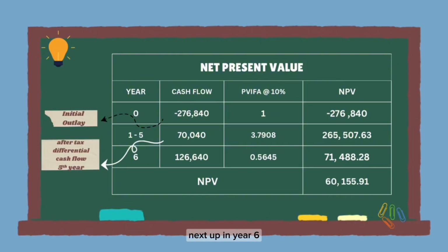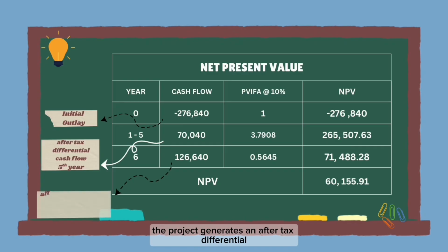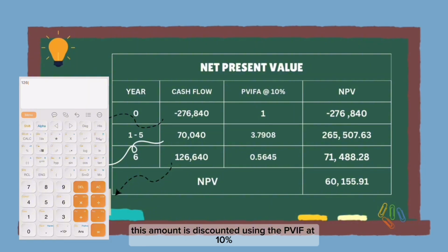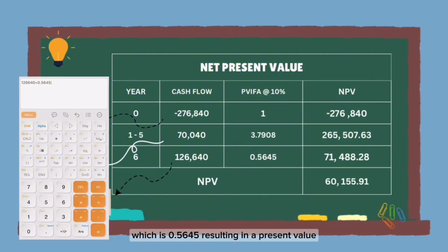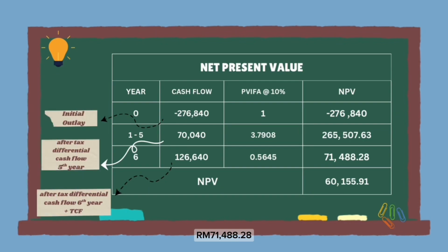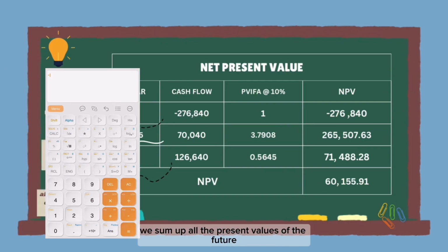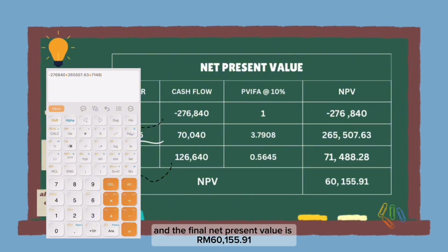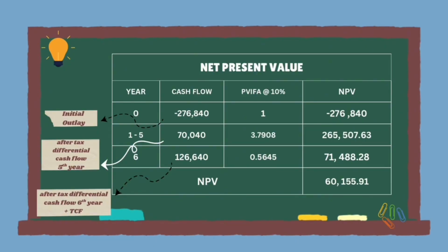265,507.63. Next step, in year 6, the project generates an after-tax differential cash flow of 126,640, which includes the terminal cash flow. This amount is discounted using the PVIF at 10%, which is 0.5645, resulting in a present value of 71,488.28. The last step is to calculate the NPV. We sum up all the present values of the future cash inflows, and the final net present value is 60,155.91.